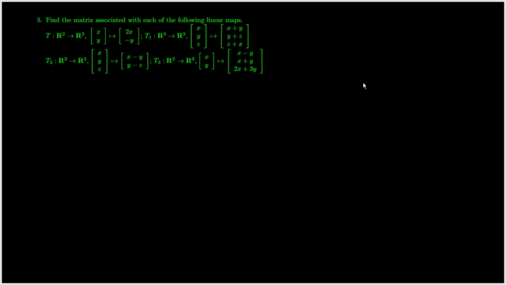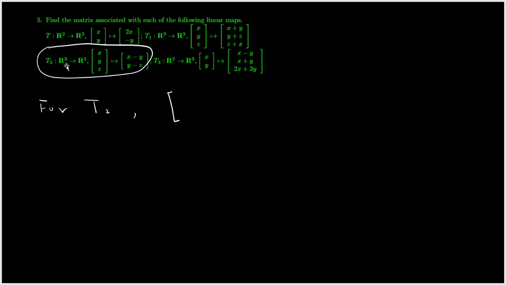Okay, now let's work on T2. This time we work on T2, the circled one. Maybe for T2 I'm going to write a little less. For T2, we are trying to get a linear map from R3 to R2. So this time, R3 is the domain.